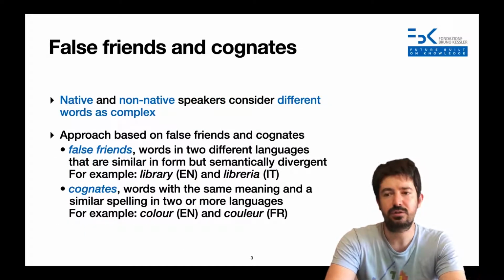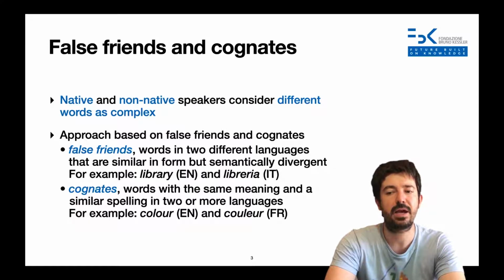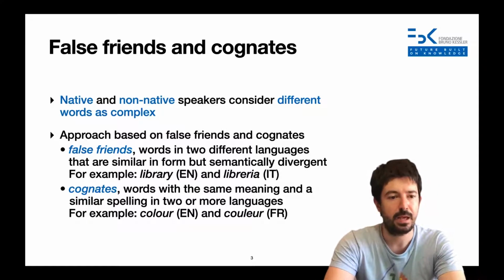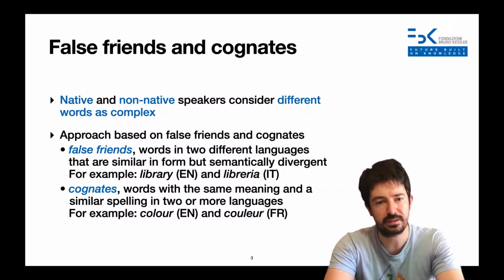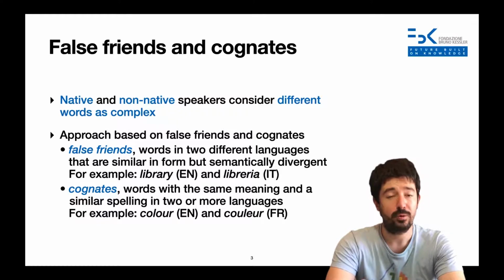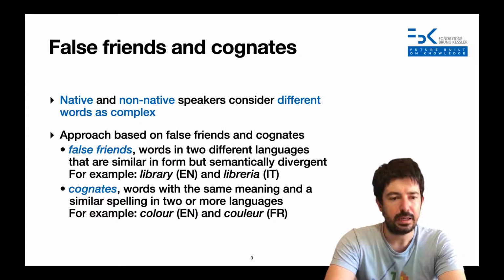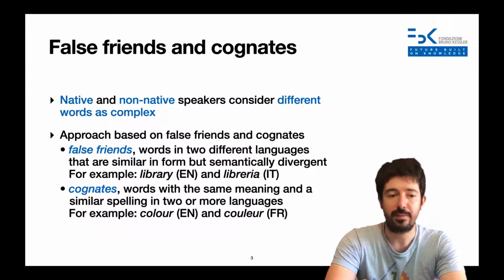Standard approaches to complex word identification only consider frequencies of lemmas in the language as an evaluation of complexity, but native and non-native speakers consider different words as complex. We describe a novel, user-oriented and adapted approach that considers similarity between words in different languages. Our target is, in particular, non-native speakers. We will describe an approach based on false friends and cognates.